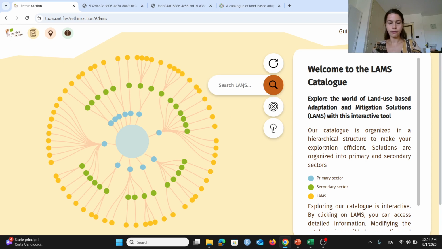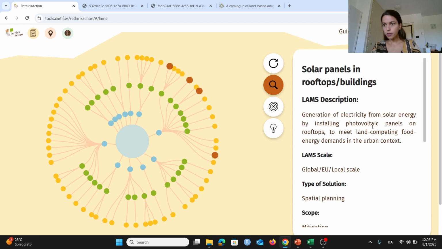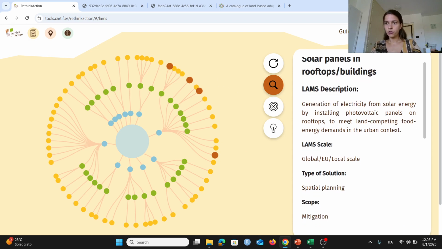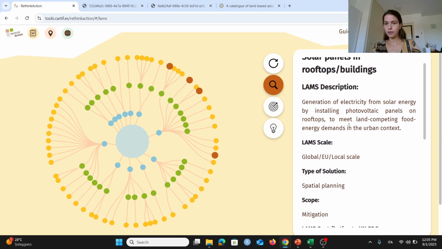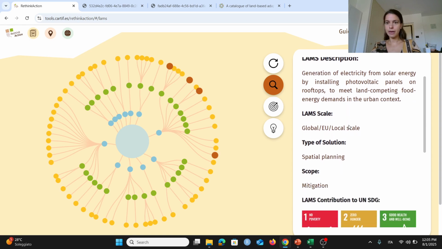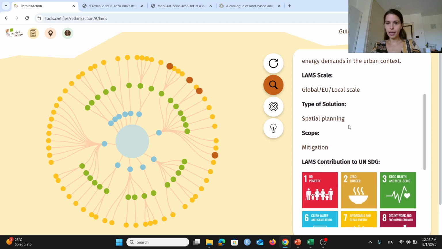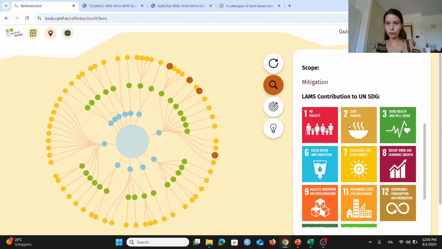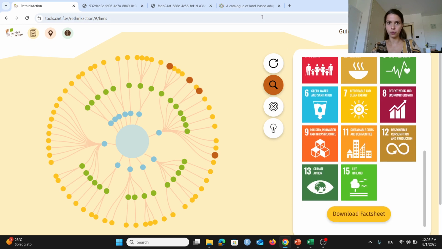Now I will look for a specific LAMS. I'm looking for a solution that has to do with solar panels, and in particular, I would like to explore the solution dealing with solar panels installation in rooftops buildings. So when you click on a solution, you visualize the main information in the right panel here, including LAMS description, the LAMS scale, the type of solution, the scope, and the LAMS contribution to the Sustainable Development Goals.